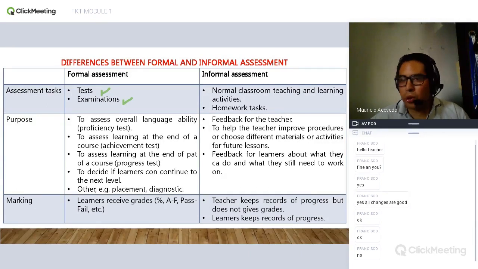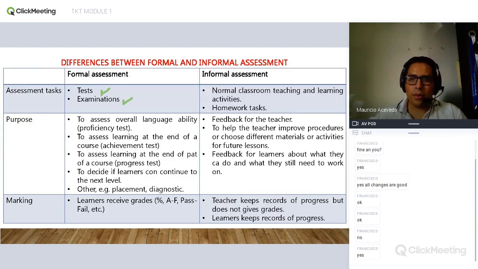Have you ever heard about portfolio, Francisco? What do you know about portfolio?